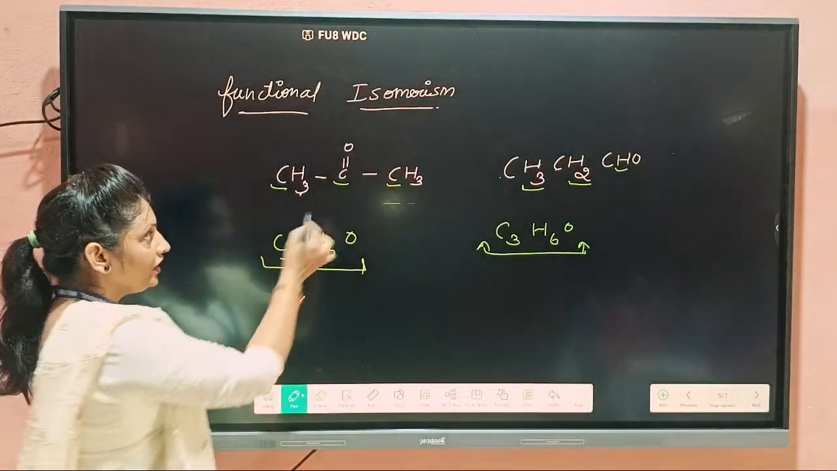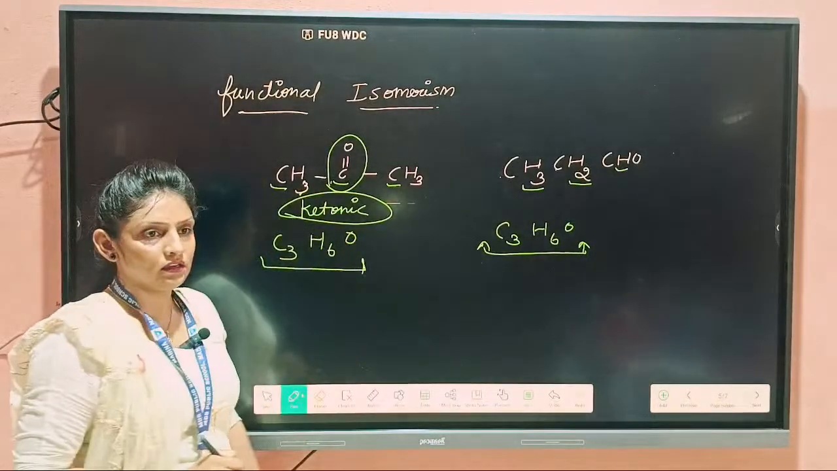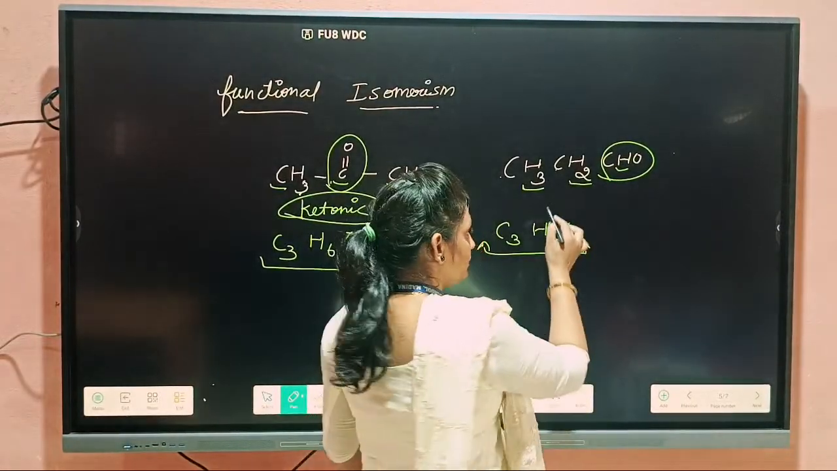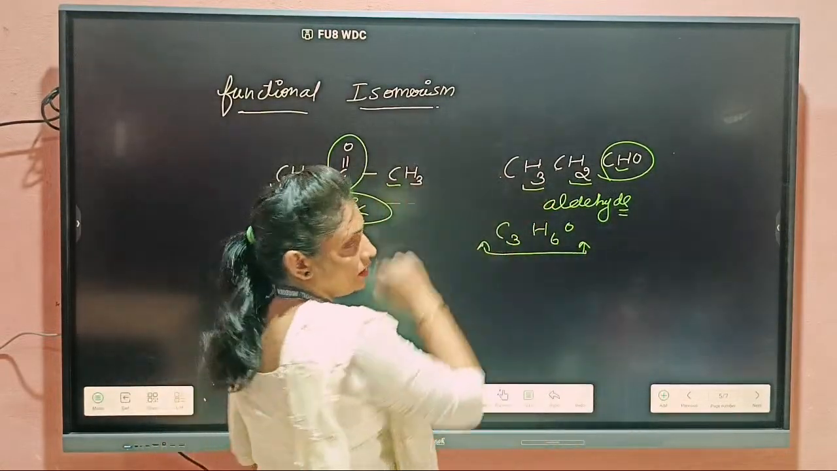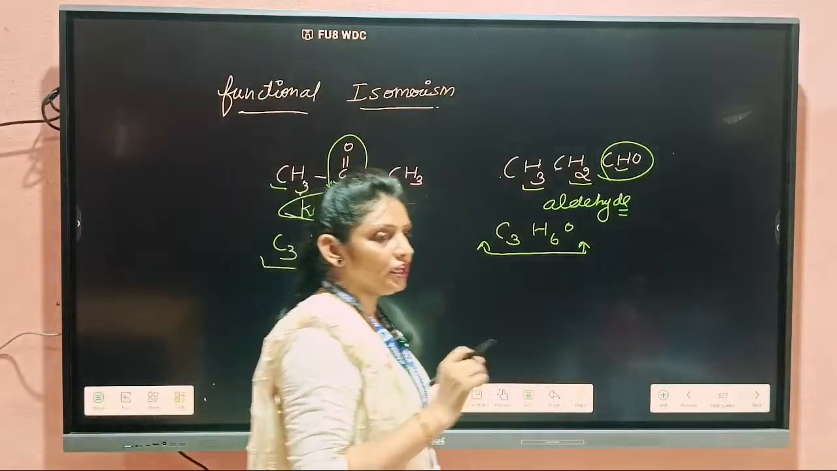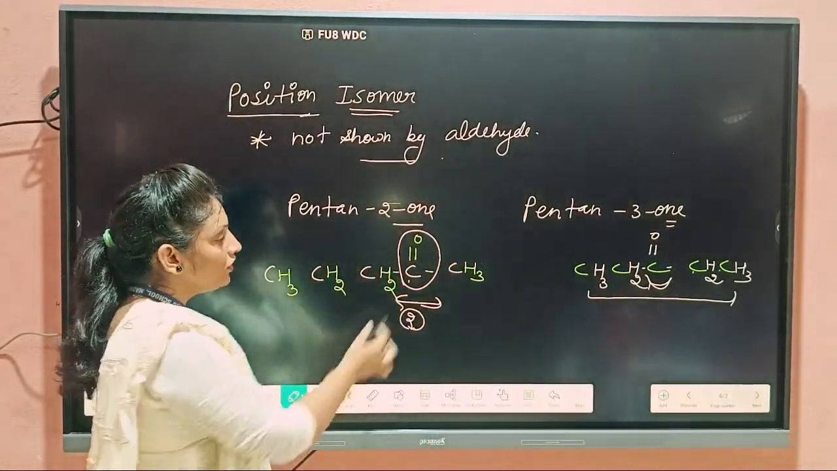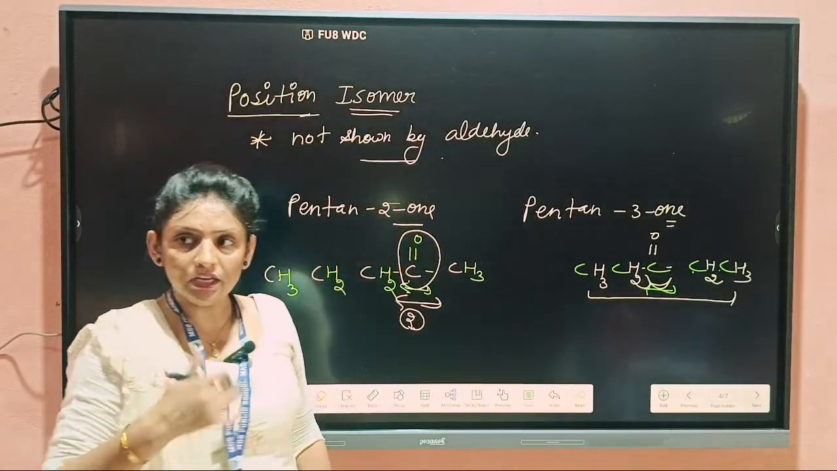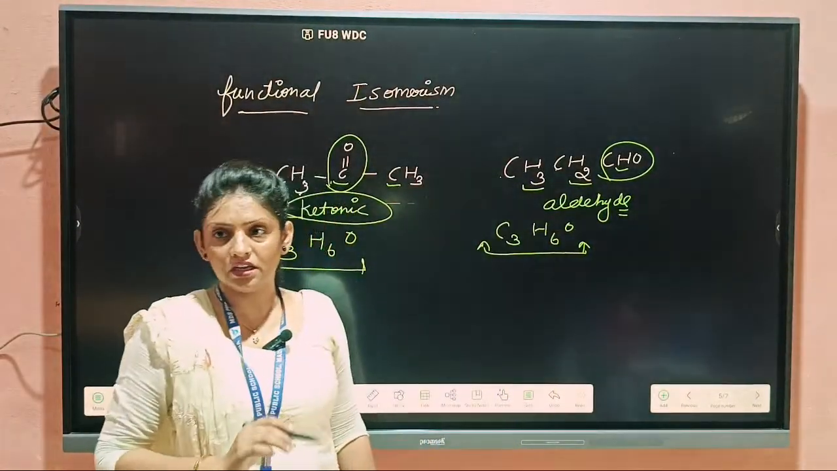But students, here the functional group is the ketonic group. But here, which one is the functional group? It is the aldehyde group. So propanone and propanal show the functional isomers. In case of the position isomer, the functional group should be the same. Only the position of the functional group changes there. But in case of functional isomer, the functional group also changes. Is it clear to you or not?